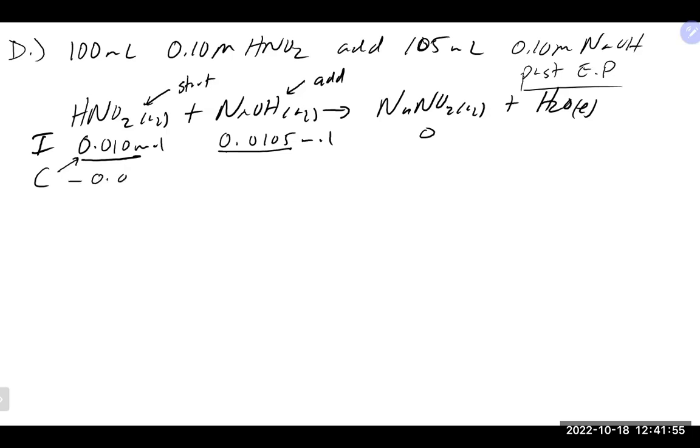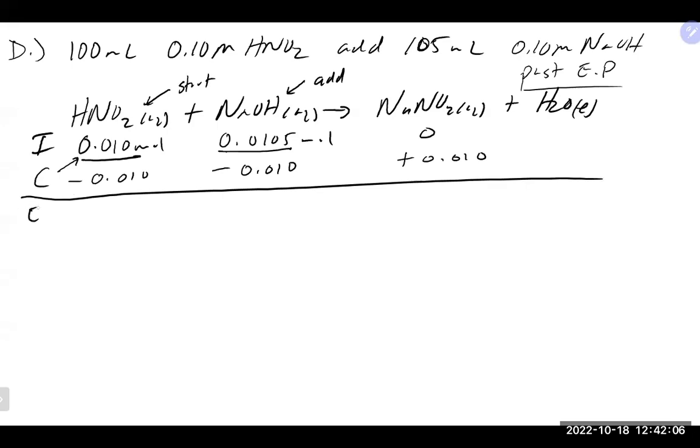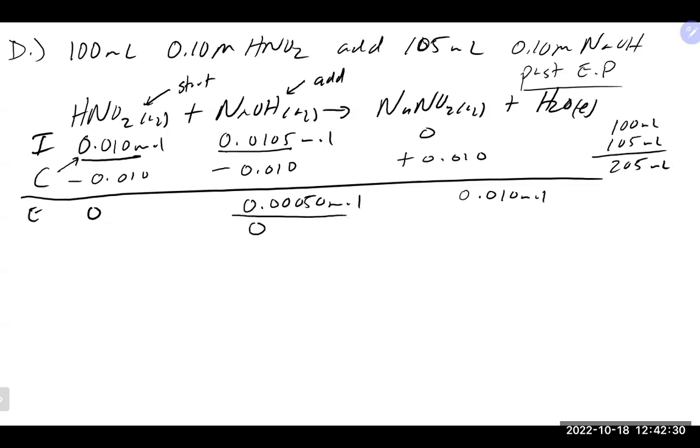So this would be minus 0.1. And again, logic tells us we cannot have a negative, guys. So you got to take the smaller number, 0.01. That is going to get us at equilibrium 0.000 moles and 0.01 moles. At this point, in terms of our total volume, we started with 100 milliliters. We added 105. That is 205 milliliters of total volume, which we could use to convert back into molarity here.